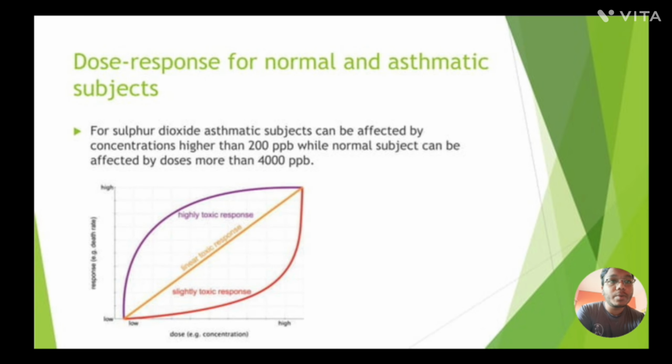Dose response for normal and asthmatic subjects. For sulfur oxide, asthmatic subjects can be affected by concentrations higher than 200 parts per billion, while normal subjects can be affected by doses of more than 4000 parts per billion.